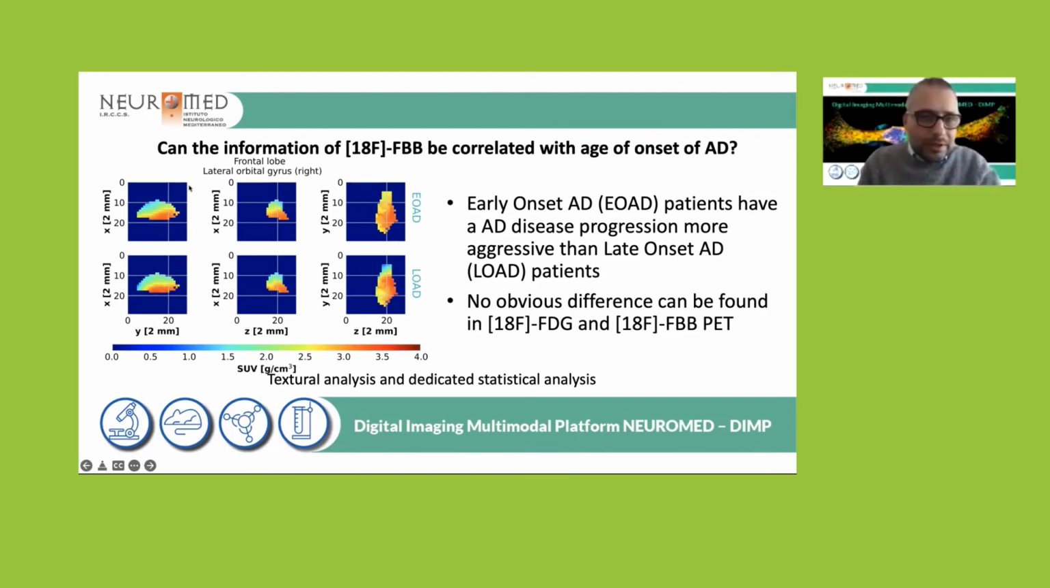So here you can see the example. This is one part of the brain, the lateral orbital gyrus. The upper row is the early onset Alzheimer's disease, and the lower row is the late onset Alzheimer's disease. Could you see something? Actually, I cannot. If you just look at the image as it is, that's the amyloid uptake, the fluorbetabine uptake, so it should reflect the amyloid distribution in some sense. The two sets have no difference at all. And the question is the usual: can we make a dedicated analysis of the image?